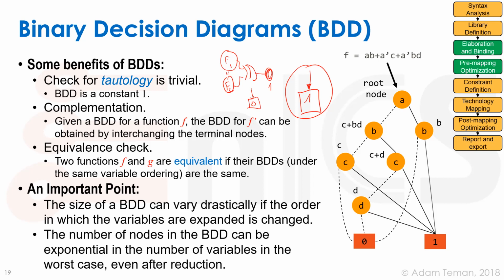So just the final point is what I already mentioned before, that the size of a BDD can vary drastically if the order in which the variables are expanded is changed, and the number of nodes in the BDD can be exponential in the number of variables, in the worst case even after reduction, so sometimes it is too big to actually use. Okay, but anyway, a BDD is something that you will probably run into in the future, and it's very worthwhile to understand the mechanics of it and know how it works.